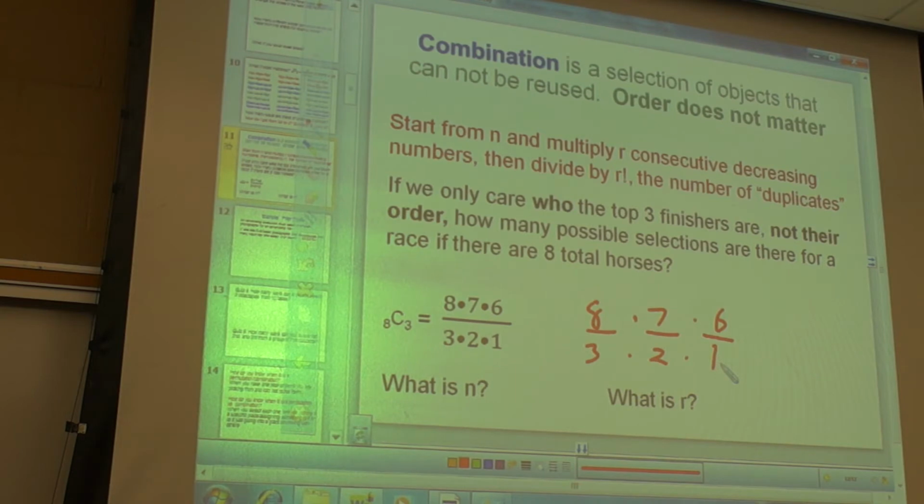Right? So when order doesn't matter, it's chaotic, right? They're all running where they want. And because of that, it's chaotic, you have more numbers, you have numbers on the top, and you also have to divide stuff out on the bottom. Okay.